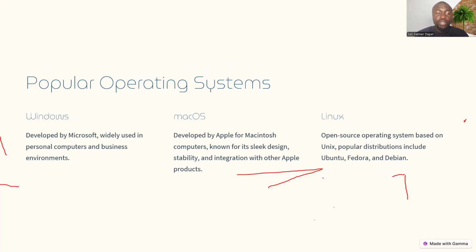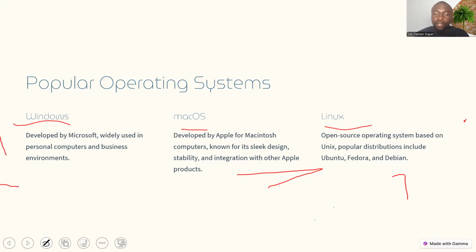Now, we have common operating systems like Windows, Mac OS, Linux, and so on. They are all produced by different vendors. Windows is produced by Microsoft and widely used in personal computers and business environments. Mac OS is developed by Apple for Macintosh, okay? It's known for its sleek design, stability, and integration with other Apple products, where you talk about iPad, iPhone, and the like. All right.